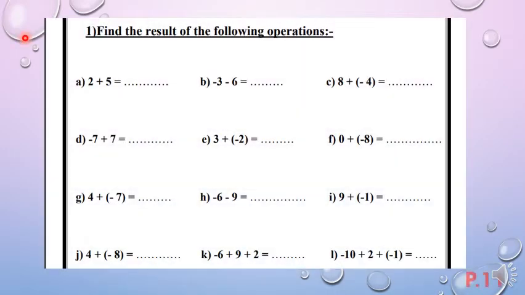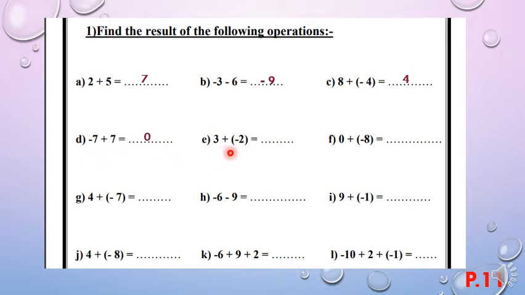Page 11, number 1. Find the result of the following operations. We can use the calculator. A. 2 plus 5 equals 7. B. Negative 3 minus 6 equals negative 9. C. 8 plus negative 4 equals 4. Letter D. Negative 7 plus 7 equals 0.